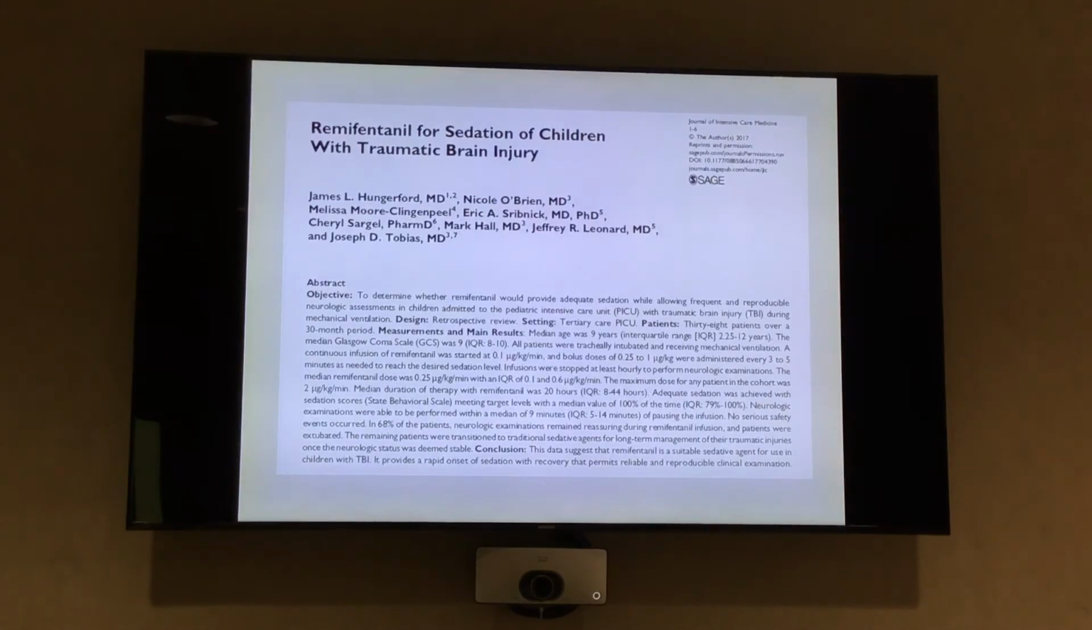So there's, again, as I talked about, the microgram per kilogram per minute dosing, and the conclusion was that it is a suitable sedative agent for use with TBI, because the other option is propofol, and when we talk about propofol, the limitations of why we can't use propofol in kids are the reason why this is a great alternative.